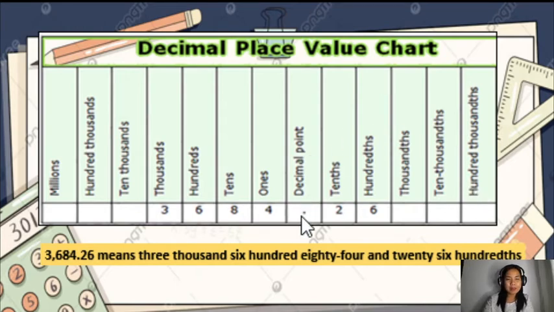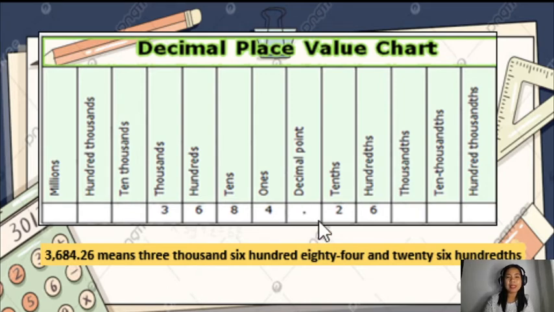So ito yung decimal point natin. And then dun sa left side natin, ito yung tinatawag nating whole numbers. So we have ones, tens, hundreds, thousands, 10,000s, 100,000s, and millions. So, dun sa whole number natin, we have 3,684. So, ito yung decimal point natin.